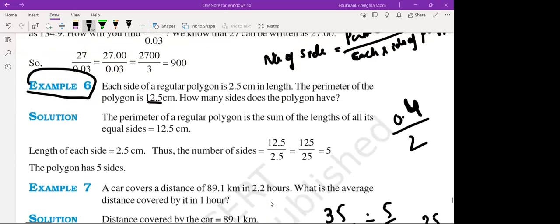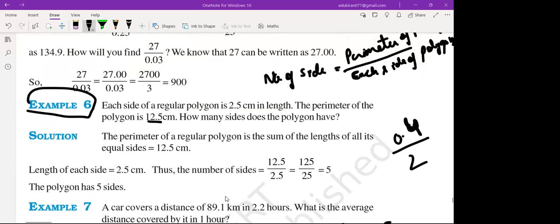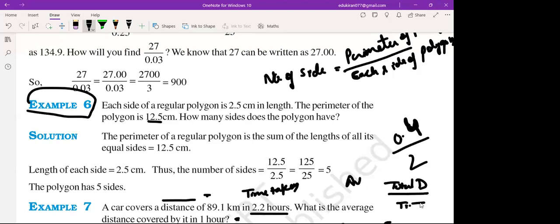Fine. So you will write distance covered by the car equals this, and the time taken by the car to cover the distance equals this. Clear? And then you will write average distance covered by the car in 1 hour equals total distance divided by time taken. Okay, you will get the average.